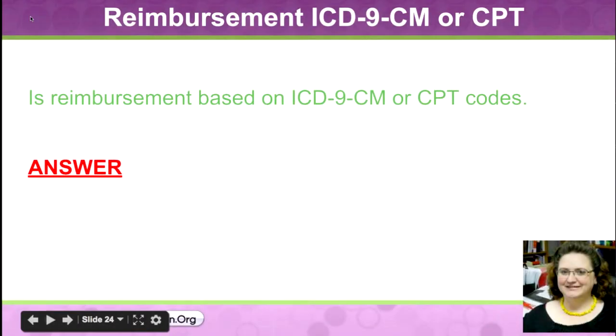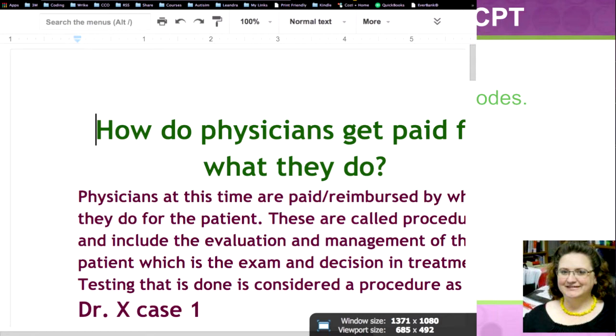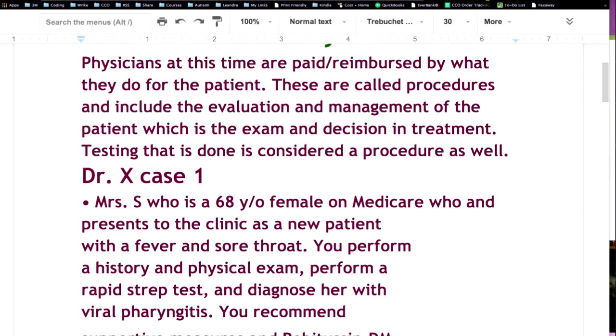One where there can be so much explanation, but I put a little website on there that really expands it. So reimbursement, is it based on ICD-9 or CPT, diagnosis or procedures? The example I found was, how does the physician get paid for what they do? Right now, physicians are paid by reimbursement of what they do for the patient. This is called procedures and includes the evaluation and management of the patient, which is also the exam and the decision and treatment. Testing that is done is considered a procedure as well.